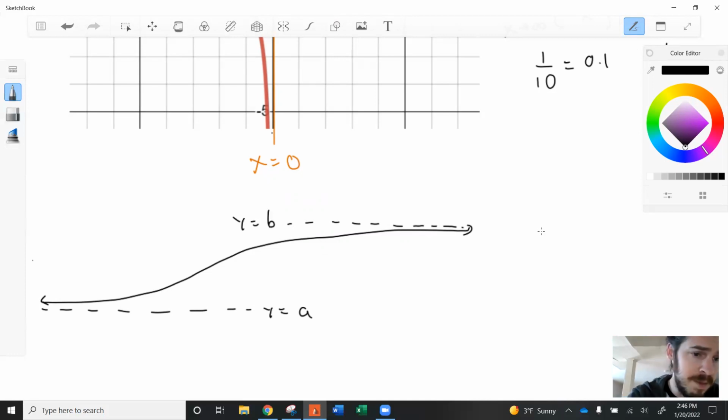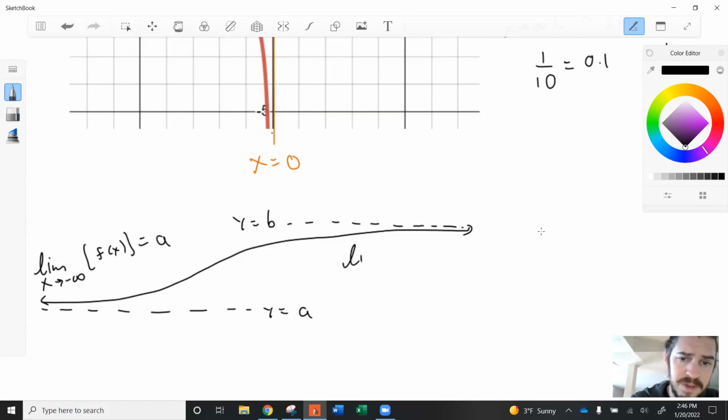And that's because the limit of this function as x approaches negative infinity, and I'll just call it f of x, I guess, is a. And the limit of this function as x approaches positive infinity is equal to b. So it's possible to have two horizontal asymptotes.